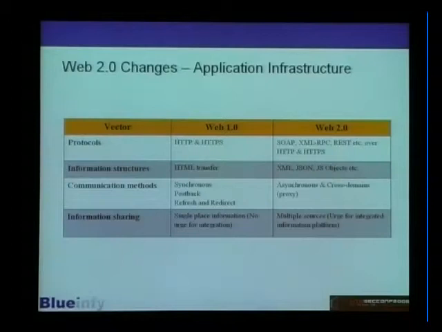Browser is stalled and such. In 2.0, what you have is asynchronous and cross-domain. So 1.0 applications used to run on a single domain. Say for example, you are on xyz.com, your entire application is running on xyz.com.